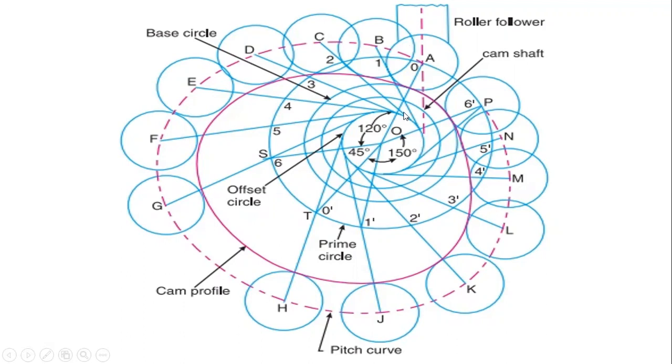Then divide the first section, that is the outstroke section, into 6 equal parts from the camshaft position, that is of the roller follower. From this point you have to divide this section into 6 equal parts. That is 120 degrees. So 120 degrees have been divided into 6 equal parts.